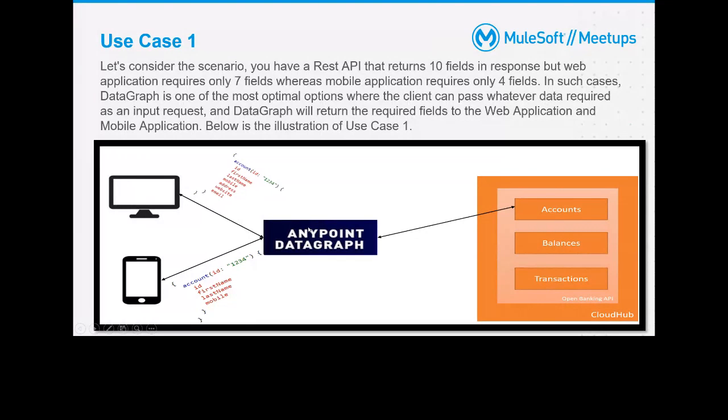Any questions on this? This is a very important use case. I don't have to create two separate experience APIs, one for the mobile application and one for the web application. I can simply use the data graph endpoint and send the query to Anypoint Data Graph, requesting what type of fields I require and how many. Anypoint Data Graph will respond with exactly those fields. It will not add more or remove anything. That's use case one.